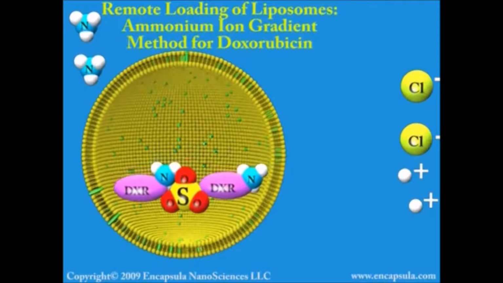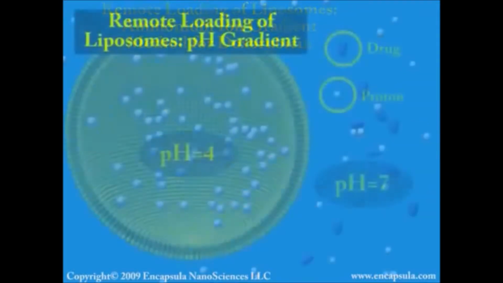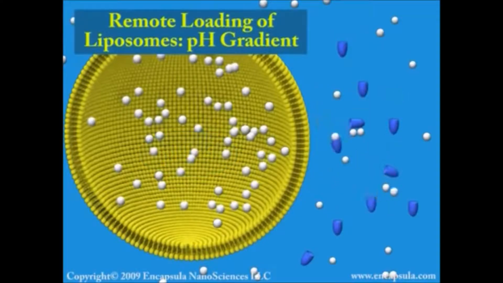Some ionizable compounds can also be loaded into pre-made liposomes with a pH gradient. In this example, the neutral form, but not the charged form of a compound, can cross the membrane into the liposome, but can't escape due to the high concentration of protons inside the liposome.